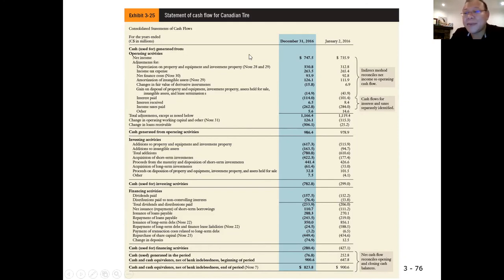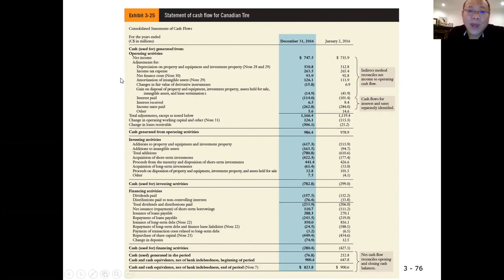So this statement is prepared using the indirect method. Okay? And this looks familiar to you, right? So you start with net income. You make a bunch of adjustments, such as depreciation and the gain, remember? And then you talk about the change in the working capital, in AR and AP, inventories, remember that? Okay. So that's how you get the cash from the operating activities.